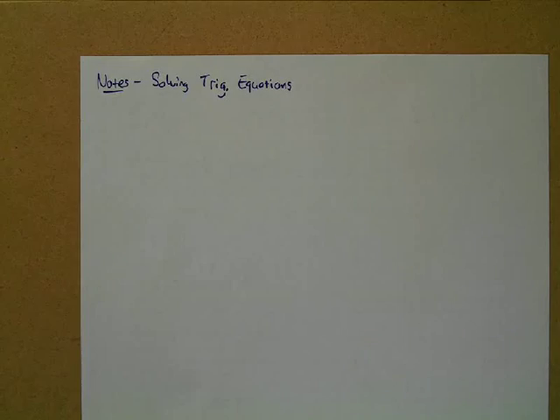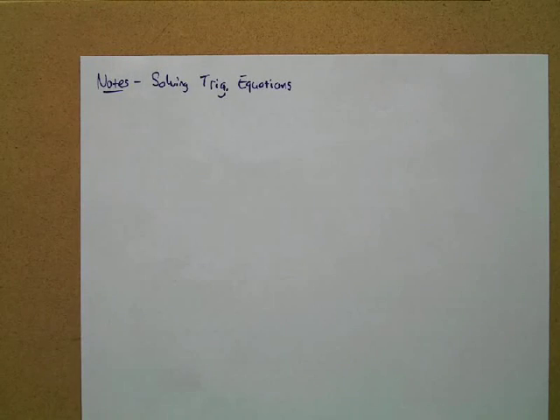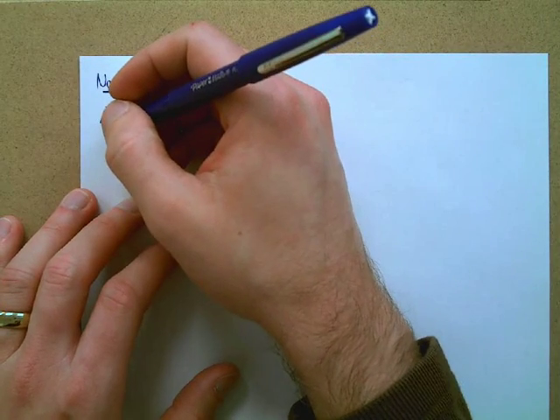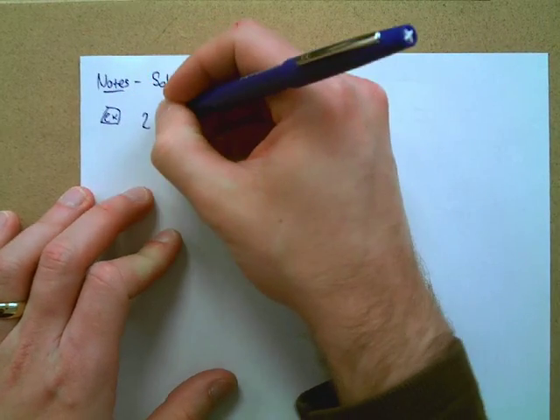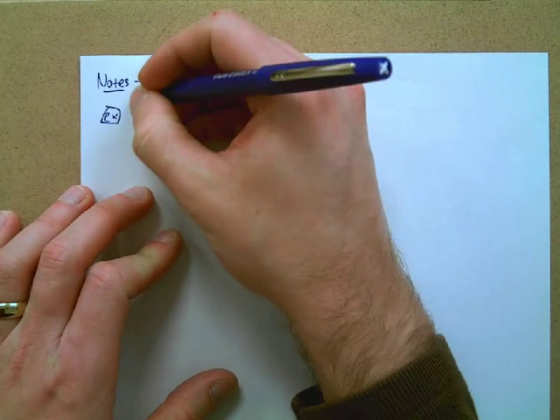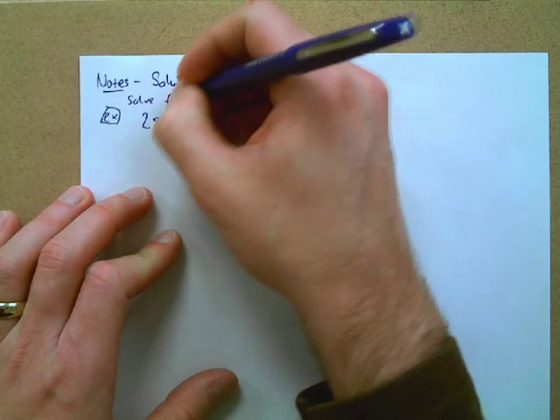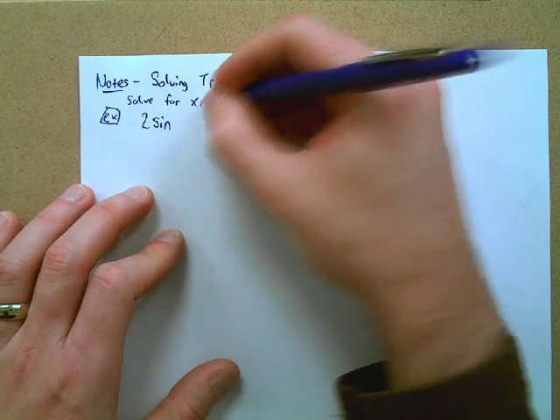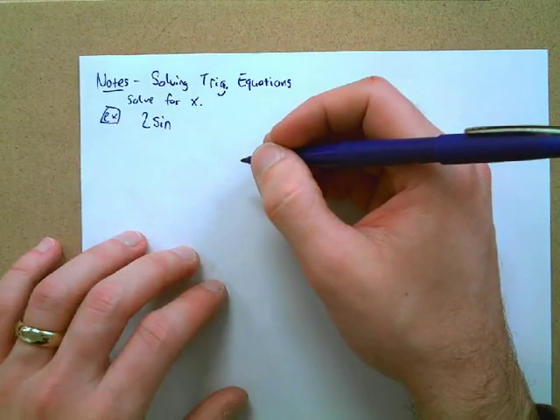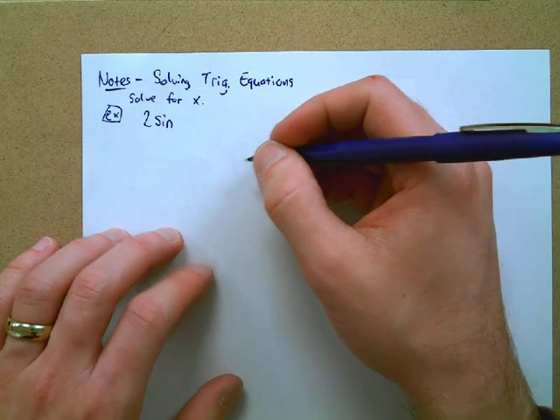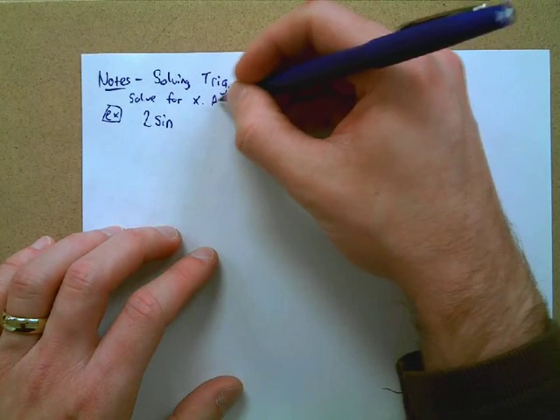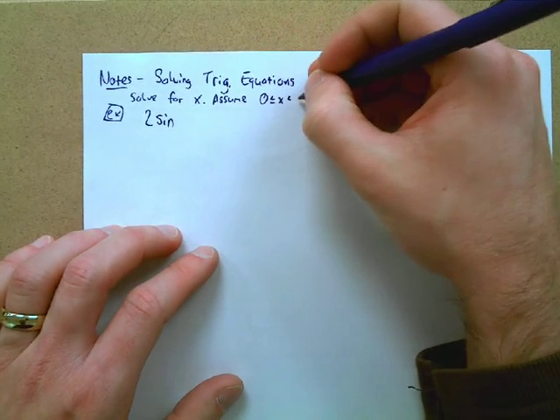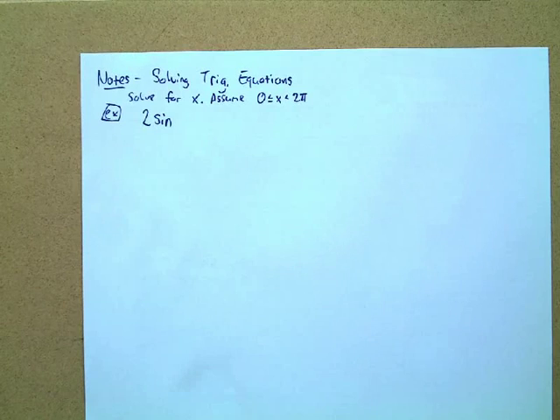Okay. So, solving trig equations, and we're just going to jump right in because it's solving equations, and that's something you guys have been doing for, you know, several years now. So, solve for x. And we'll say assume 0 is less than or equal to x is less than 2 pi. Okay, kind of start out there.